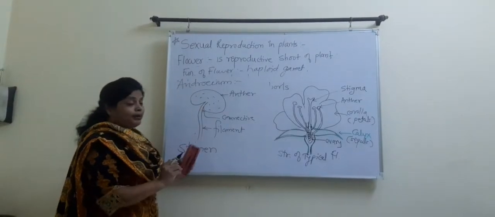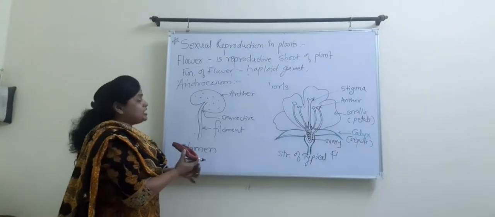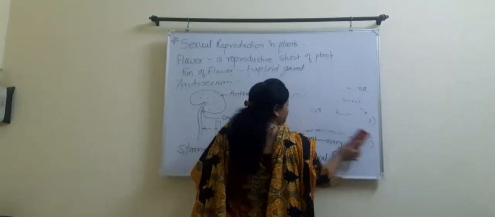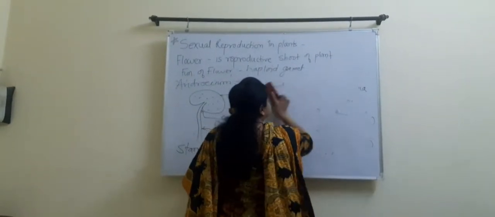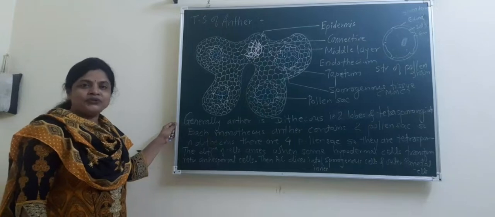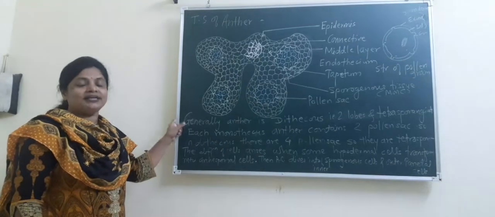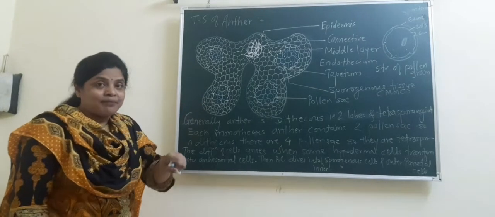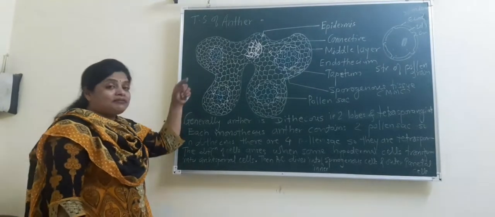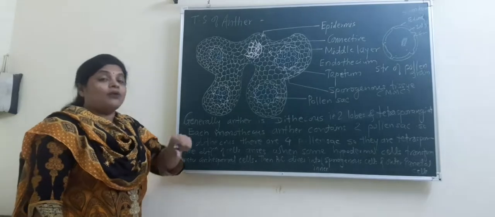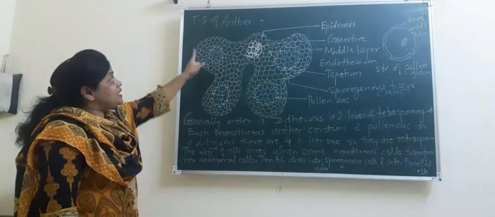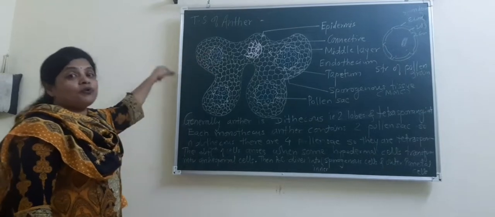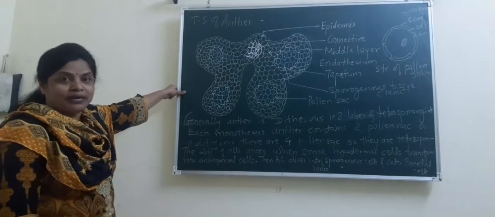The male gametes are present in them. How is it possible? Now, we are seeing the TS of anther. Androecium is a male reproductive organ, consisting of stamens. A stamen consists of anther, filament and connective. Now, a TS of anther is shown because in it the microspores, that is, pollen grains, are developed.